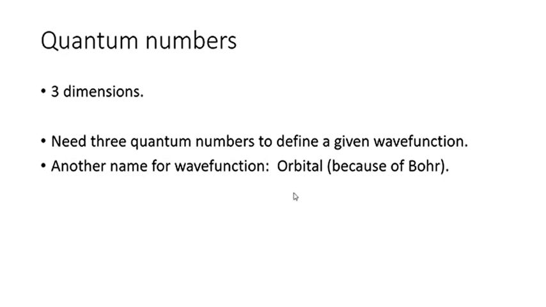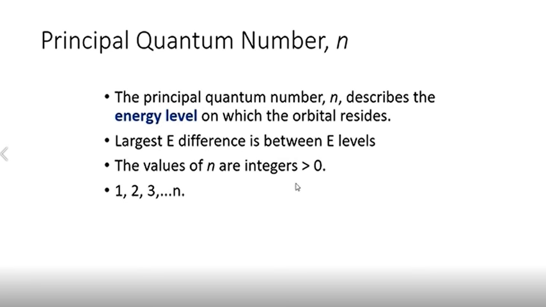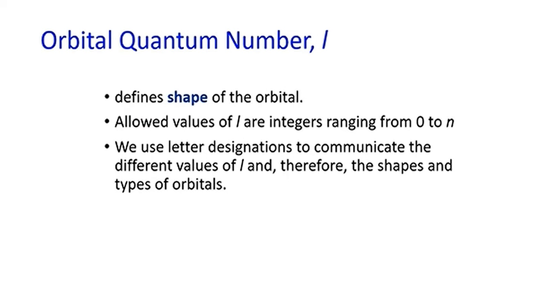There are 3 dimensions. Then they developed the principal quantum number n. The principal quantum number n describes the energy level on which the orbital resides. That is what an orbit consists of. The largest energy difference is between energy levels. The values of n are integers, meaning 1, 2, 3 and so on up to n. That is how a quantum number is defined.